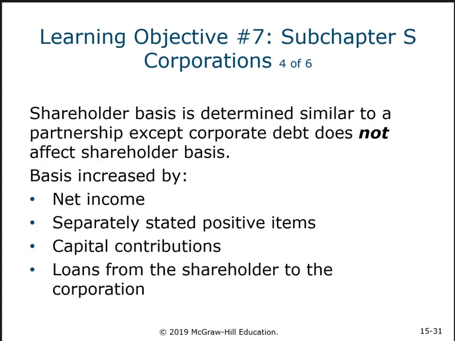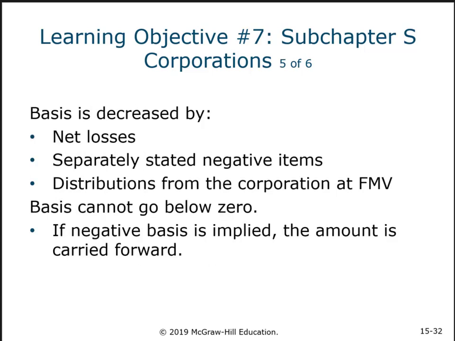For an S corporation, stockholders are protected from that liability. They do not have that liability. And so if the corporation borrows money from the bank, that does not increase my stockholder basis. However, if they borrow money from me, that increases my basis, because I could lose that money. That is at risk. The basis is decreased anytime the corporation loses money, by any separately stated negative items, anything that is a non-deductible expense or anything like that, separately stated, all right? And if I get distributions from the corporation.